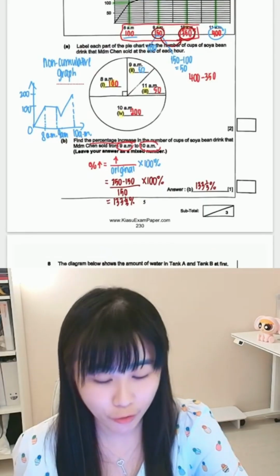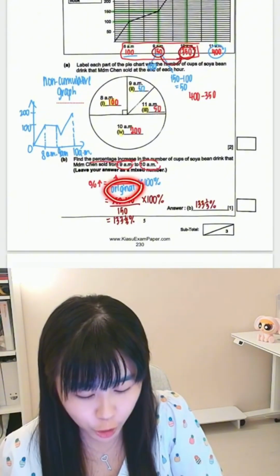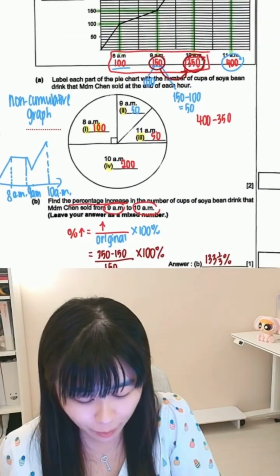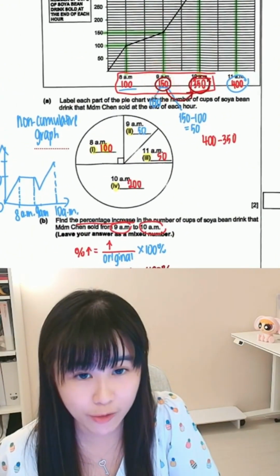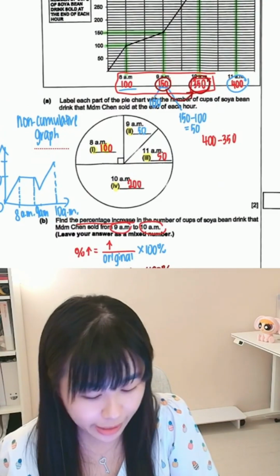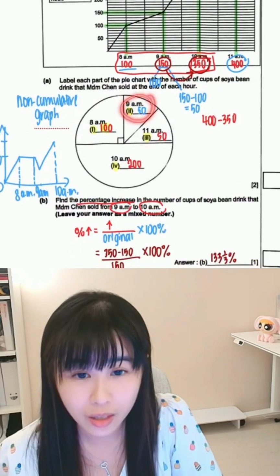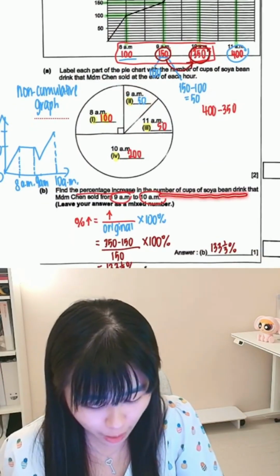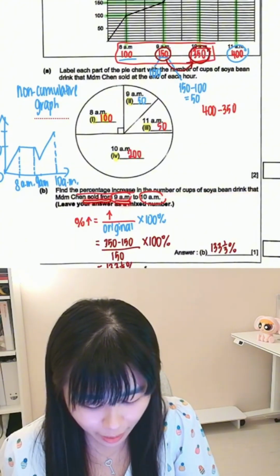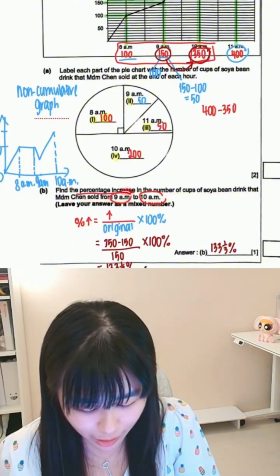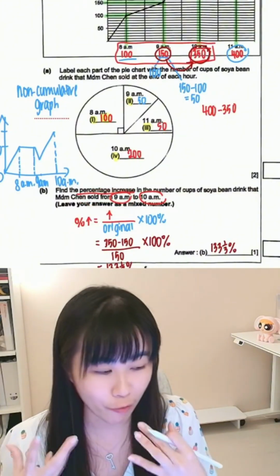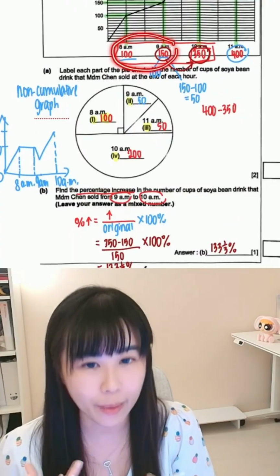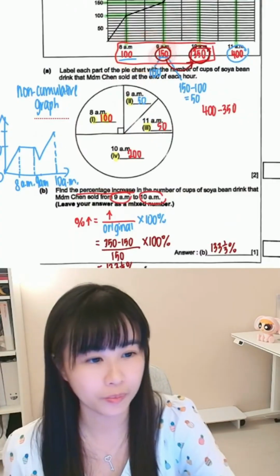Why is the denominator not 50? Because the denominator must be the original. Your original timing based on the question is 9 a.m., and 9 a.m. is 150 that you have sold. I think I know why you think 50, because you look at here. But when they say the number of soya bean drinks sold from 9 a.m. to 10 a.m., this is the phrasing: they are actually including the total sold from 9 a.m. So it must be 150.